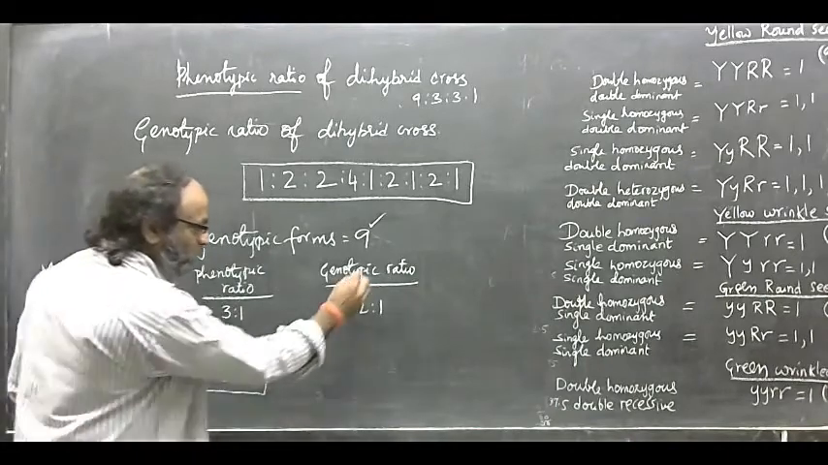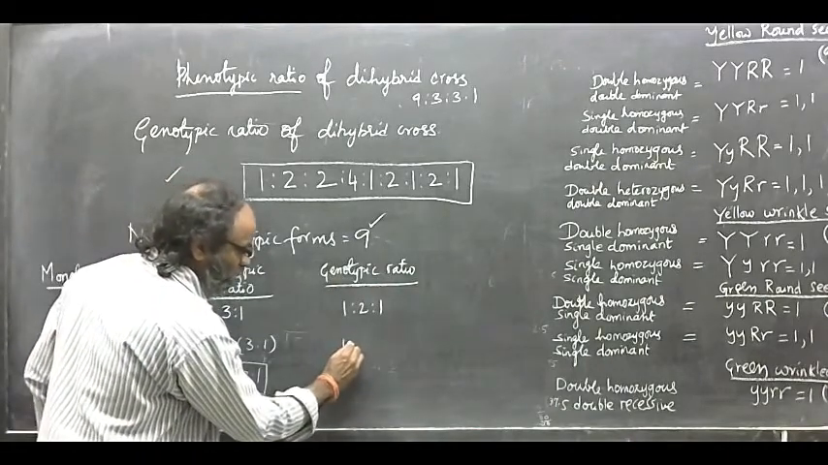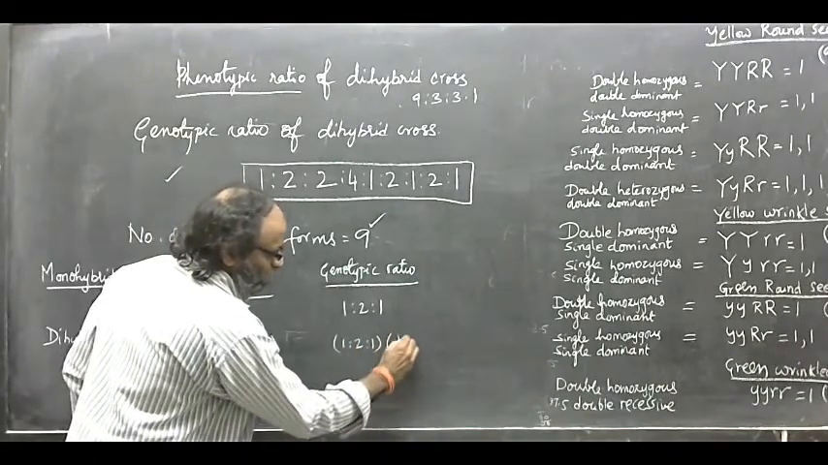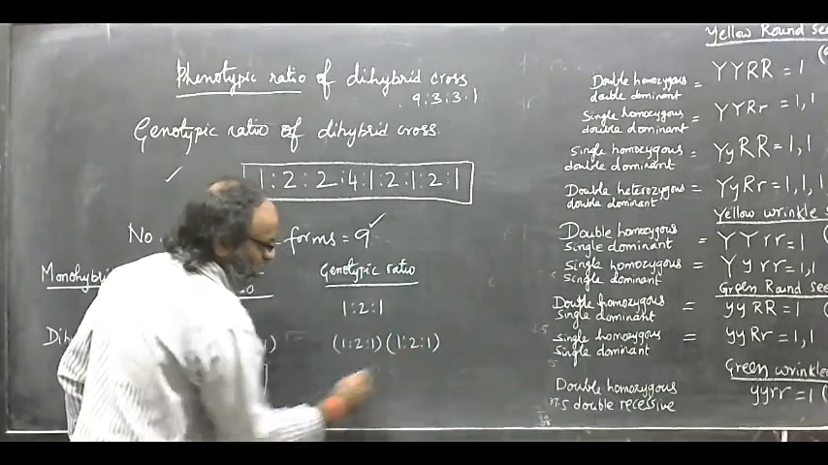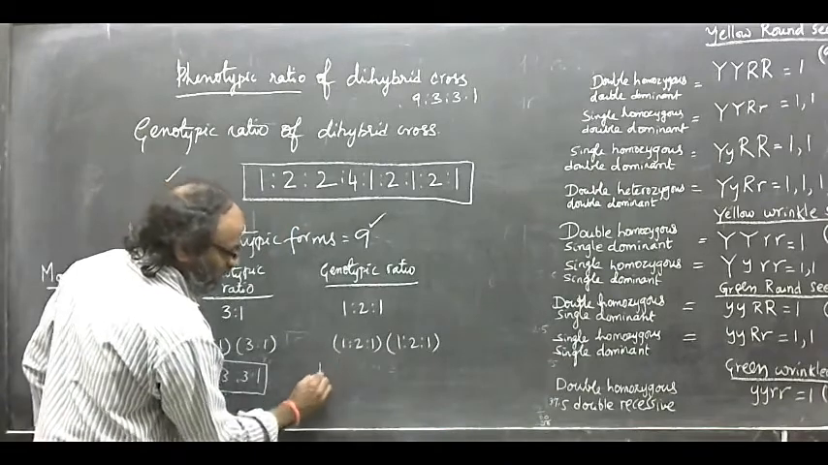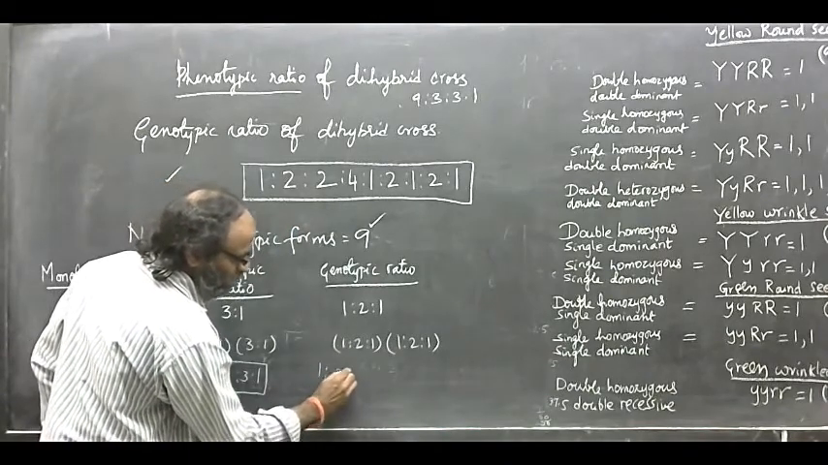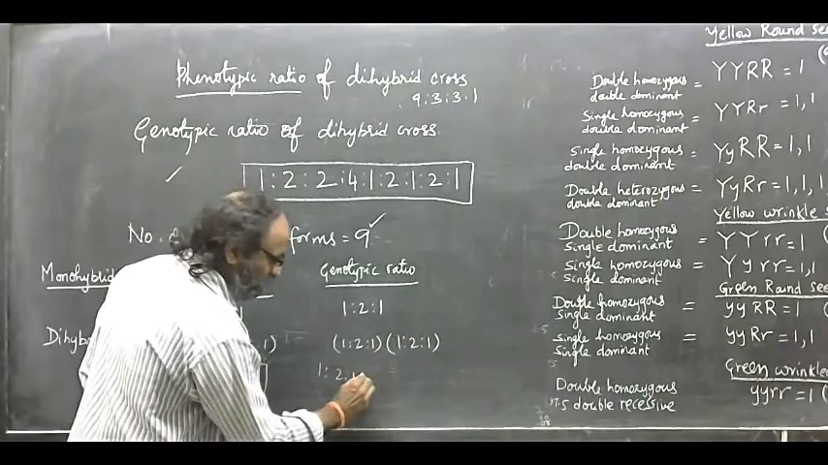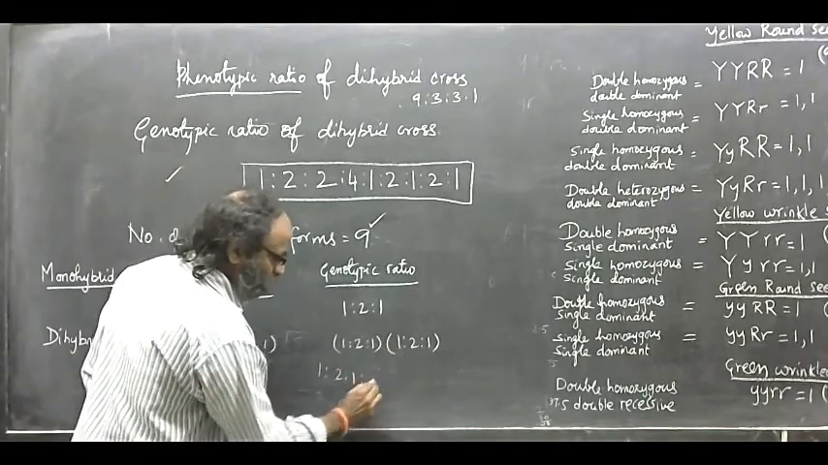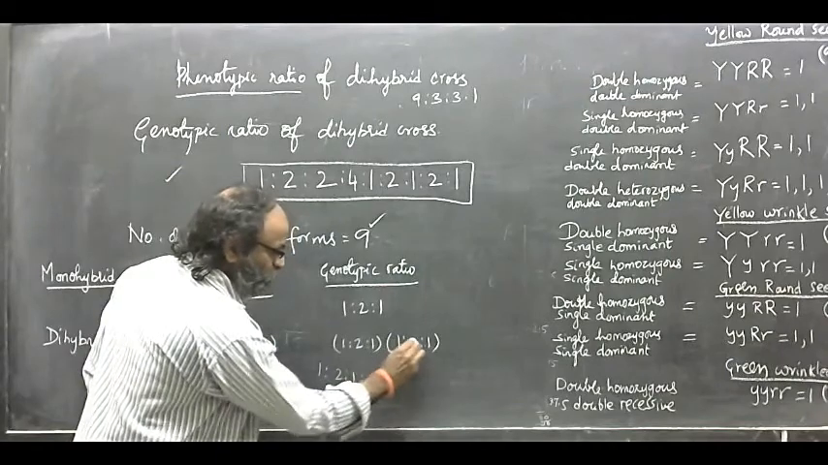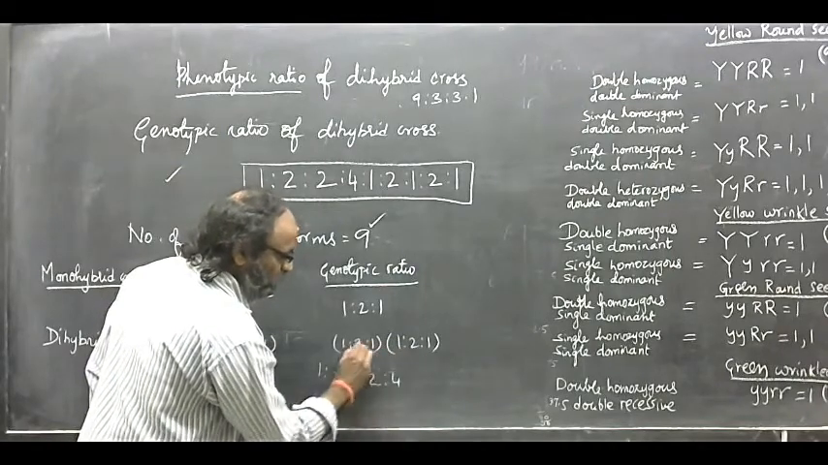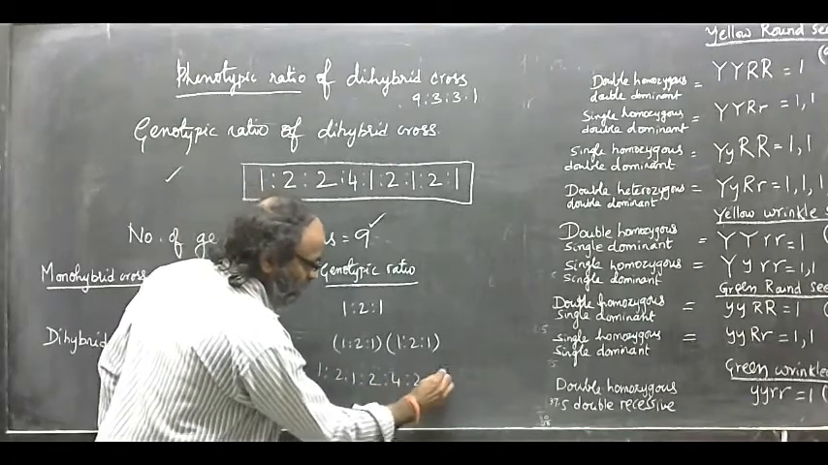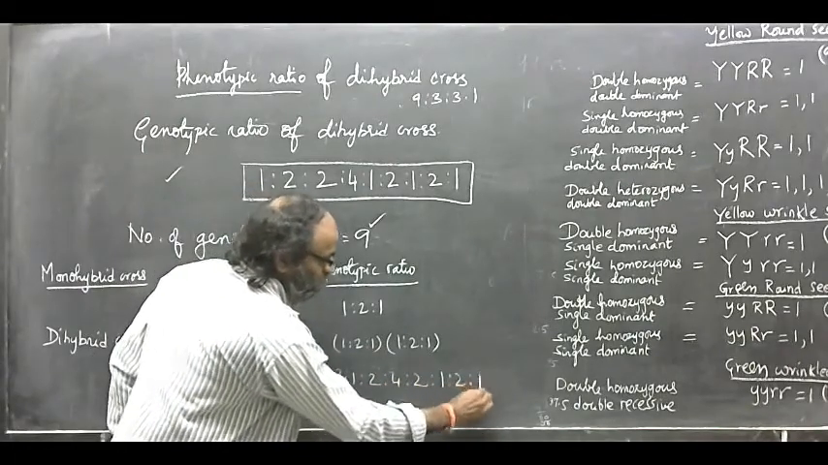And similarly, the monohybrid cross genotypic ratio is 1:2:1. Therefore, the dihybrid cross genotypic ratio means it is 1:2:1 into 1:2:1. So it is 1:2:1 obviously for the first, and for the second, 2 ones are 2, 2 twos are 4, 2 ones are 2, and for the third once again it is 1:2:1.